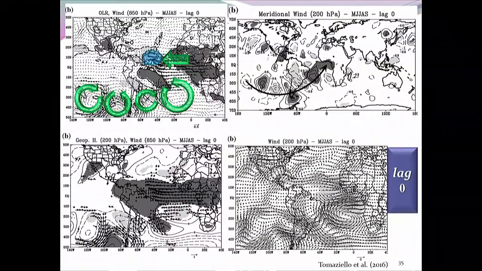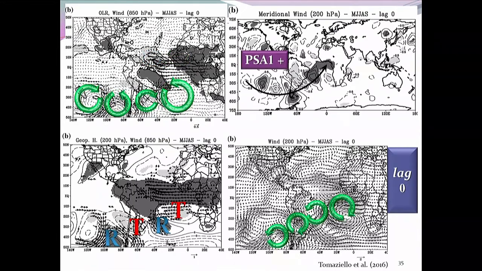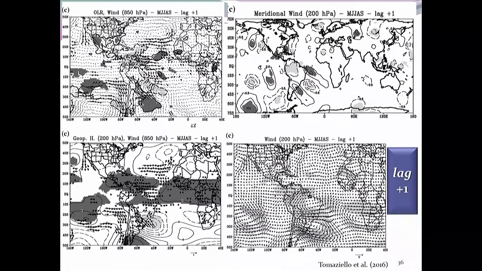Then here you have the centers of action again, and here an intensification of the South Atlantic subtropical high promoted by the wave train that resembles the PSA. Here in the meridional wind, it's very clear again, and here in upper and low levels again. Then this is an equivalent barotropic structure. This is a Rossby wave.